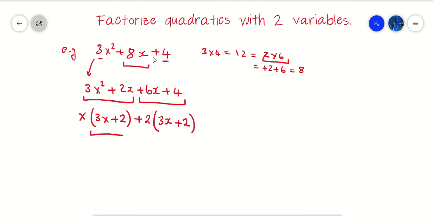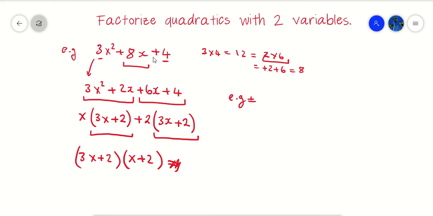Then I can see this bracket and this bracket are exactly the same thing. I put that outside, so I will have 3x plus 2. Then what will be left here will be x, and what will be left there will be positive 2. This is how I factorize this quadratic with a single variable. Let's try to factorize a similar quadratic, but now it has two variables. This will be our example number 1 for our discussion.